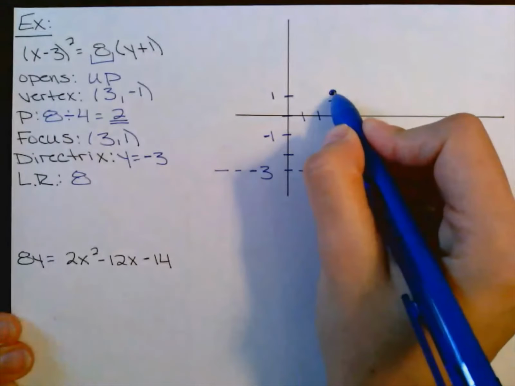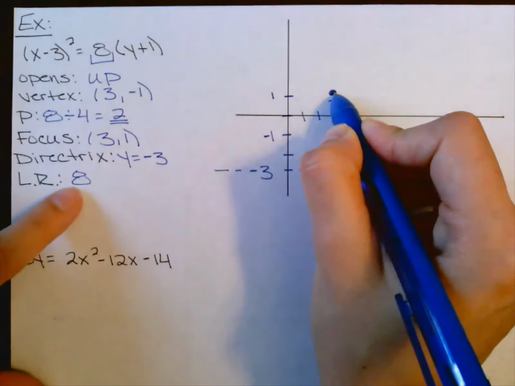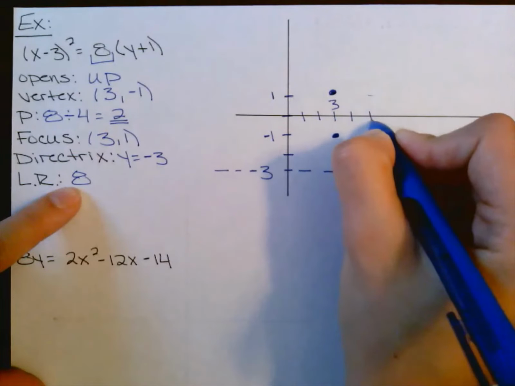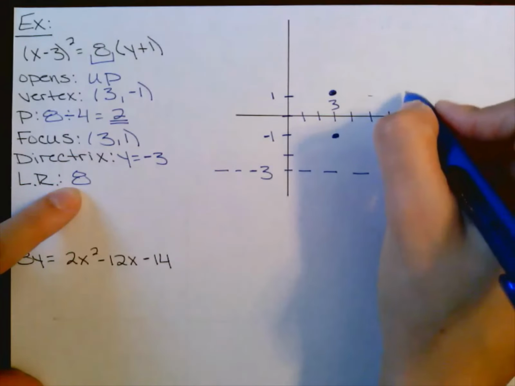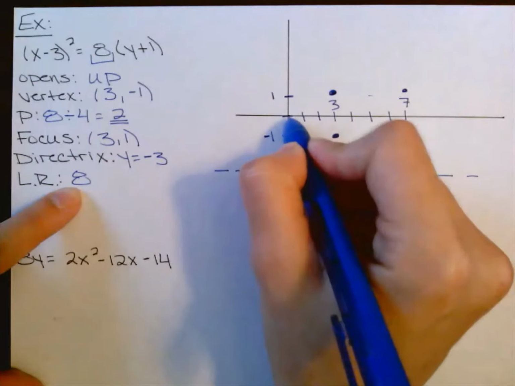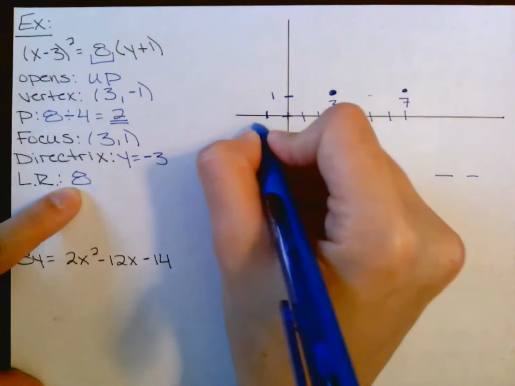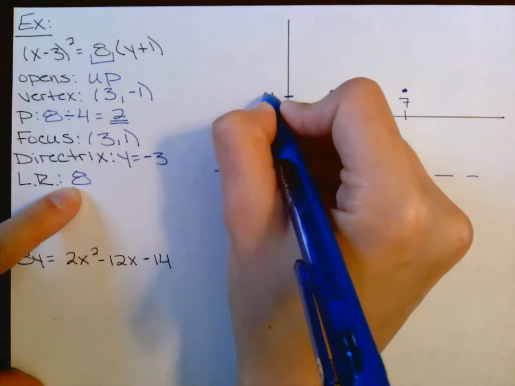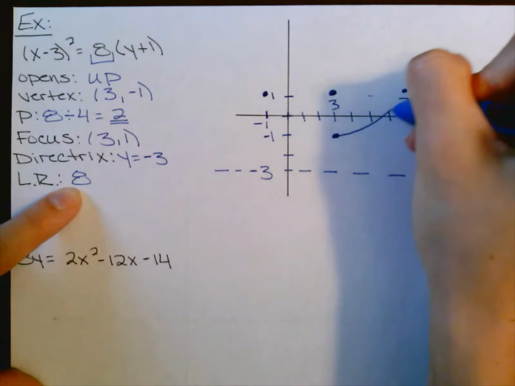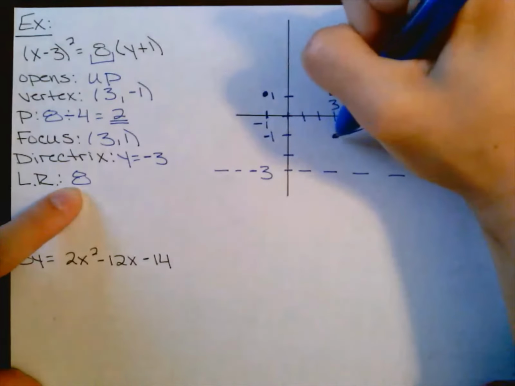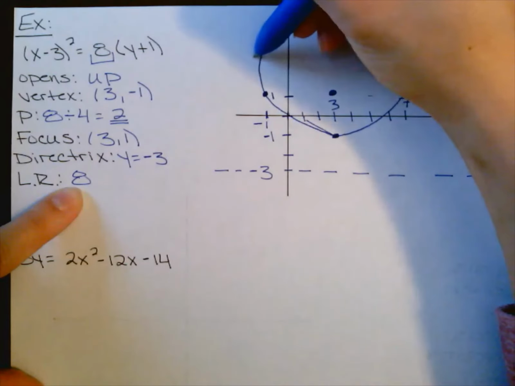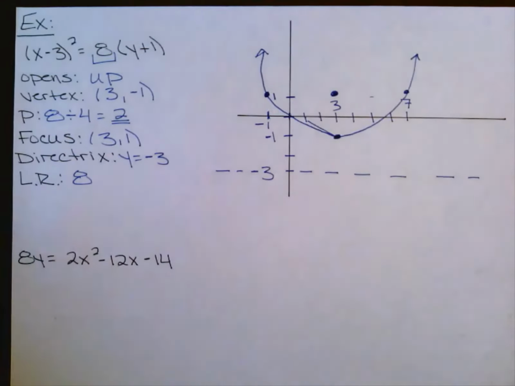Lastly, at the location of my focus, my LR should be a length of 8. So I'm going to go 4 to the right, 1, 2, 3, 4, and 4 to the left, 1, 2, 3, 4. Okay, and that dictates the width. Whoop, open up a little bit more. There we go. Of my parabola.